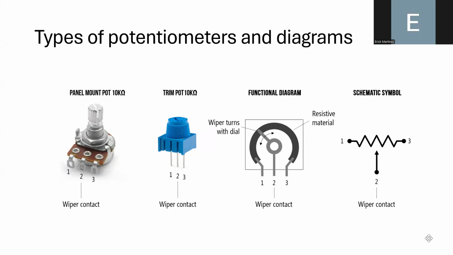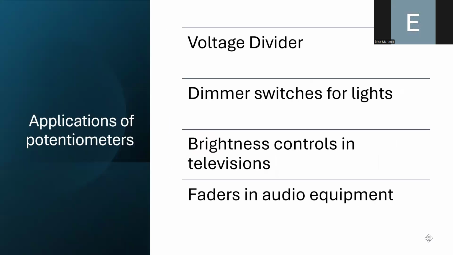And these two are basically diagrams that you can encounter, for example, in an electronic manual related to these devices. You can use the common symbol, but also you can use this symbol that they call the functional diagram. Also here you can see that the potentiometer is also called the wiper. Well, they are basically referring to the same thing. So what are the applications? For example, you can build a voltage divider, dimmer switches for lights, brightness controls in a television, or faders in audio equipment.